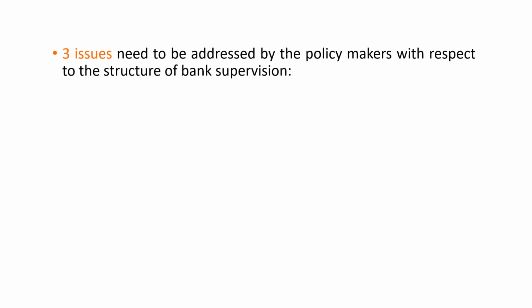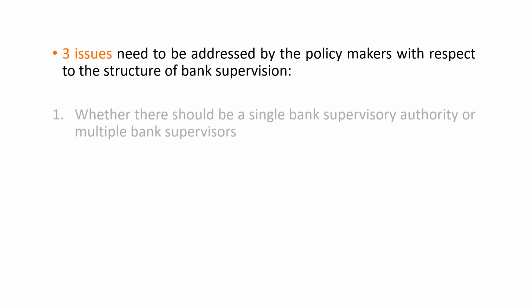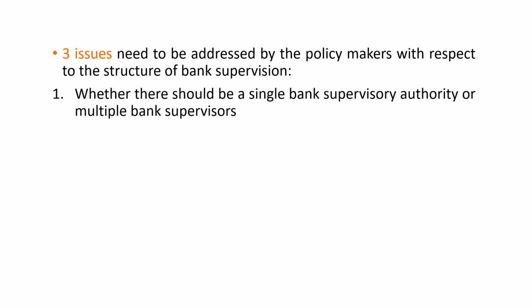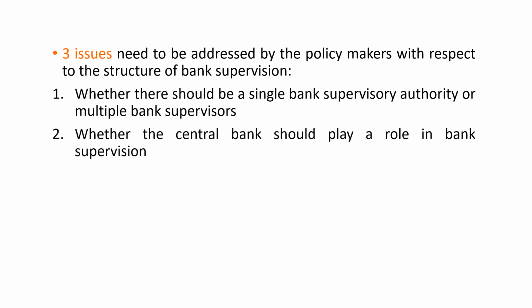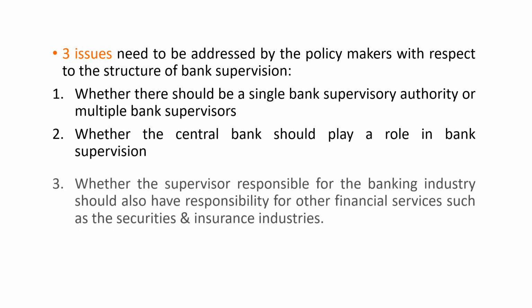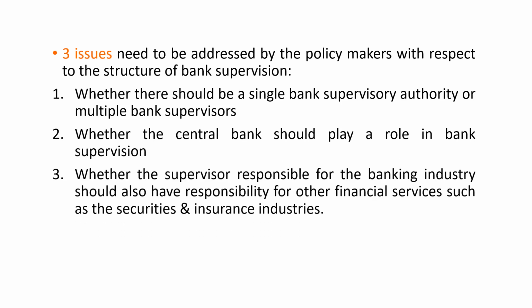The three issues that need to be addressed by policymakers with respect to the structure of bank supervision are: first, whether there should be a single bank supervisory authority, or multiple bank supervisors. Second, whether the central bank should play a role in bank supervision. And third, whether the supervisor responsible for the banking industry should also have responsibility for other financial services, such as the securities and insurance industries.